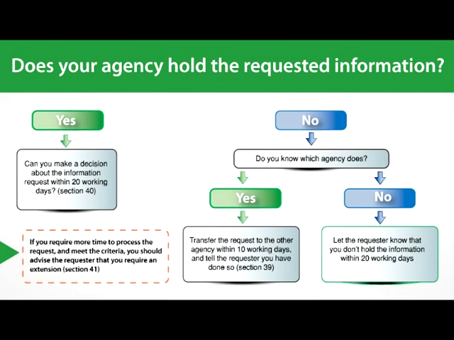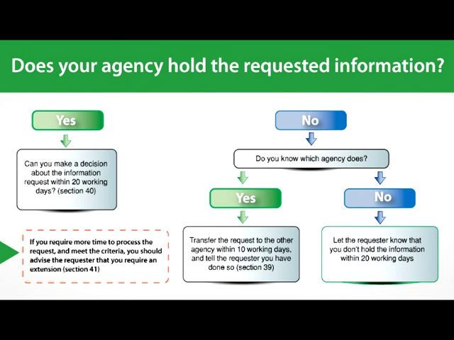The next thing you need to find out is whether your agency actually has the information. If it doesn't, and you don't know which agency does have it, then let the requester know that you don't hold the information. If you do know which agency has the information, then transfer the request to that agency and tell the requester you have done so.